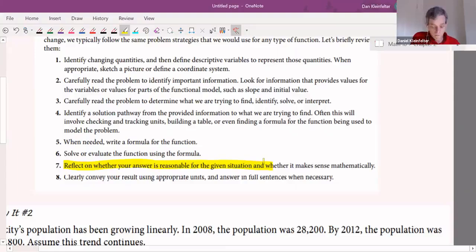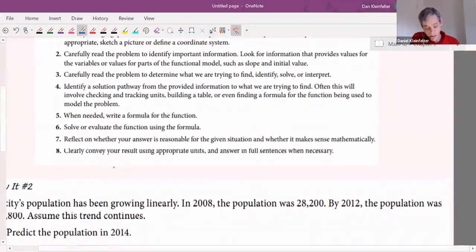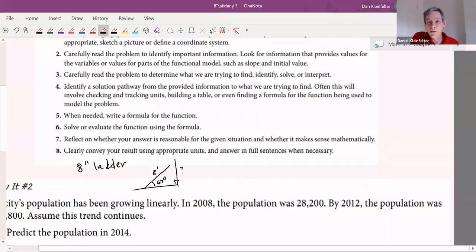That's one of the benefits of doing a story problem, being able to tell whether or not your answer is reasonable. For example, as a little easy example, we haven't studied any kind of trigonometry yet, but let's say I had a problem like this in a class I taught a long time ago. We had an 8-foot ladder leaning against the house, making a 67-degree angle with the wall. The question was just to determine how high up the wall the ladder was going to reach.